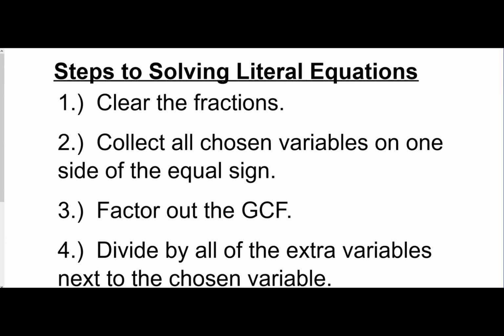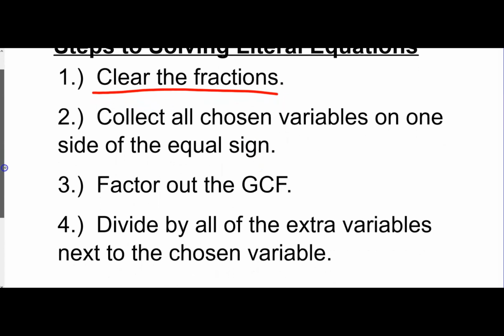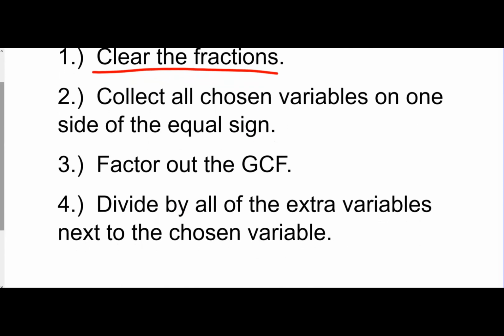So, some steps to solving literal equations. The first thing is, like what we've been doing in 4.4, you want to clear those fractions. Once you clear those fractions by multiplying by the LCD, there is a chosen variable that they told you they want you to get by itself. So step 2 says collect all chosen variables on one side of the equal sign. Now if you don't understand what this means, you will here in a couple minutes. But basically, whatever our chosen variable is, we want to get everybody with that variable on one side, and everybody else that does not contain that variable away from it.